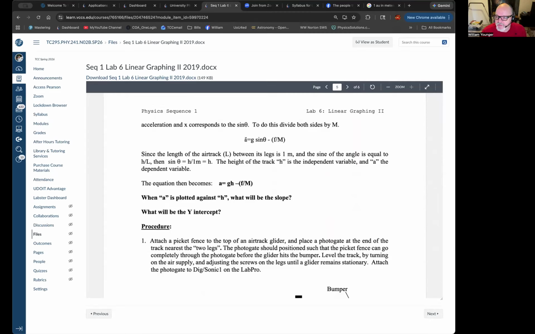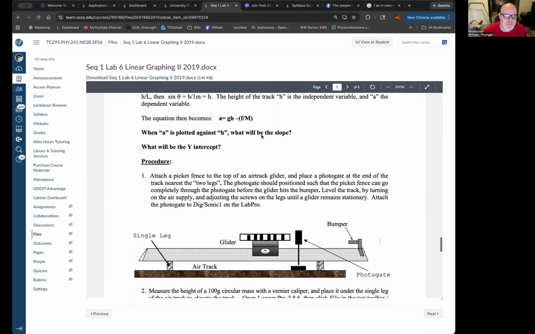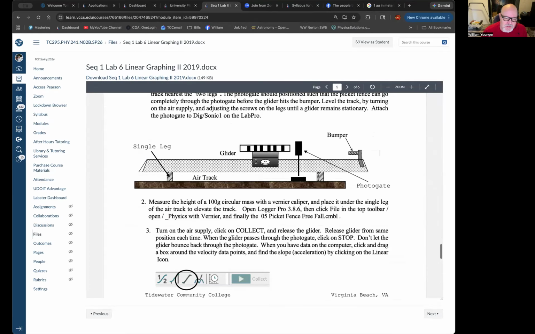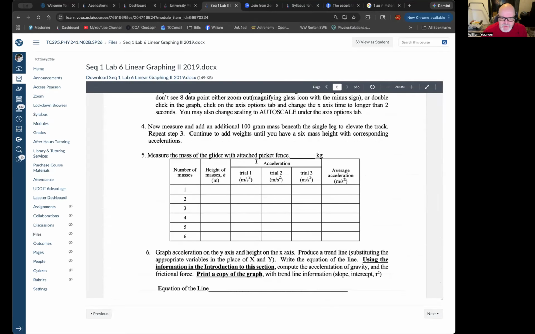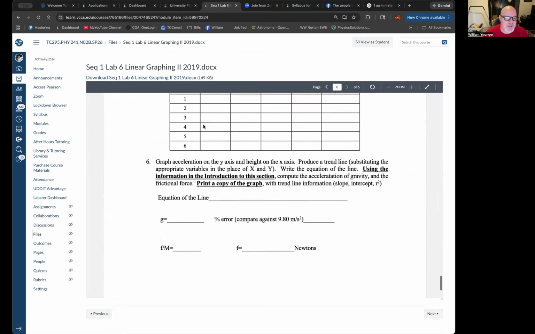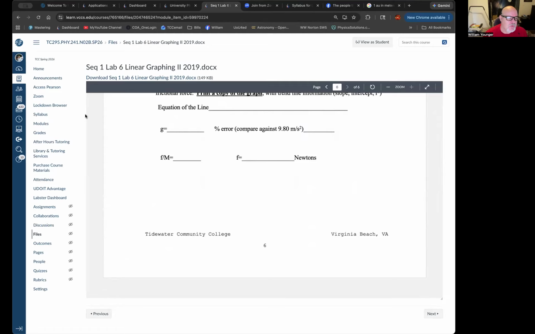The number one mistake that students are still making is they frequently put the wrong thing on the y-axis and the opposite thing on the x-axis. So in this case, I'm pointing out to you that a should be on the vertical axis and sine theta, which is what we consider the independent variable, will be on the horizontal axis. g will be the slope, and as I said, negative f over m will be the y-intercept, and then you can use that to solve for the friction force. So that's the actual document, and that explains more or less what we're doing in the lab.